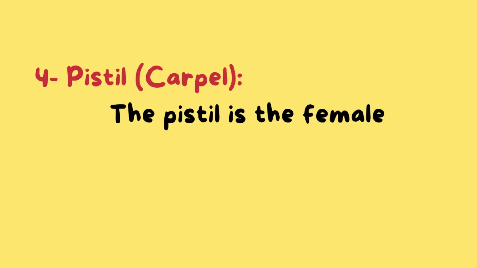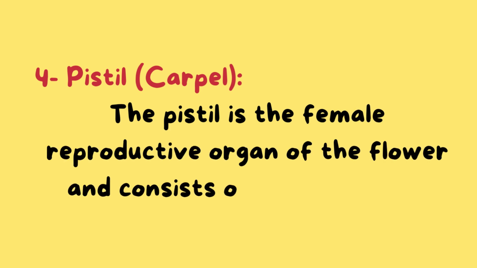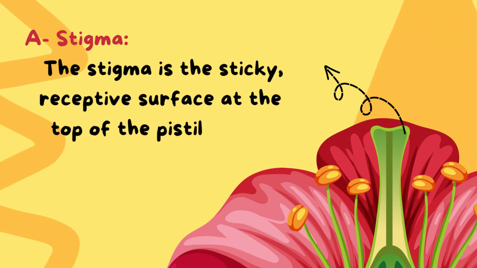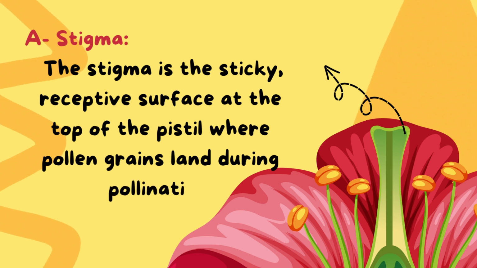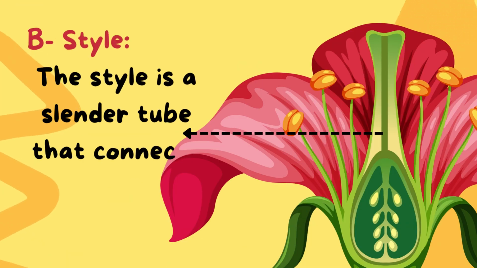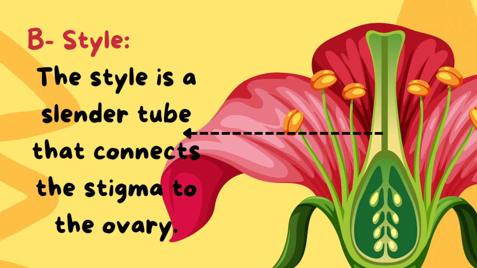Pistil, or carpel. The pistil is the female reproductive organ of the flower and consists of several parts. Stigma. The stigma is the sticky, receptive surface at the top of the pistil where pollen grains land during pollination. Style. The style is a slender tube that connects the stigma to the ovary.